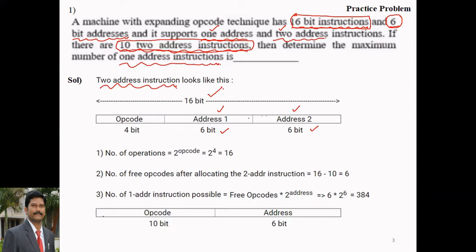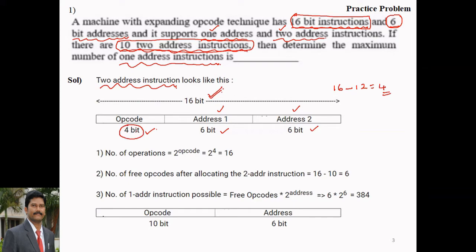In the two address instruction format, 6 bits and 6 bits are the two addresses, and the remaining bits are opcode bits. How many bits remain? Total 16, minus 6 plus 6, which is 12, so 16 minus 12 equals 4 bits for the opcode. So the opcode is 4 bits in two address instructions.